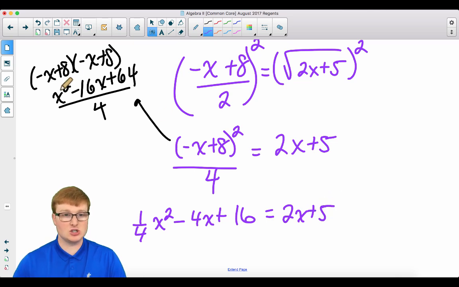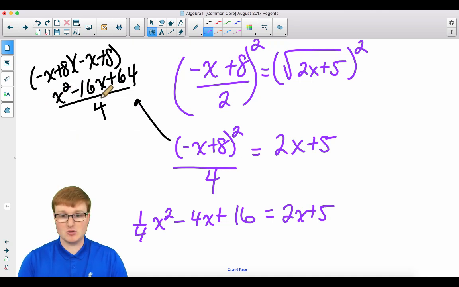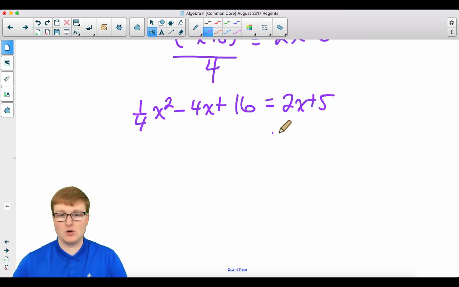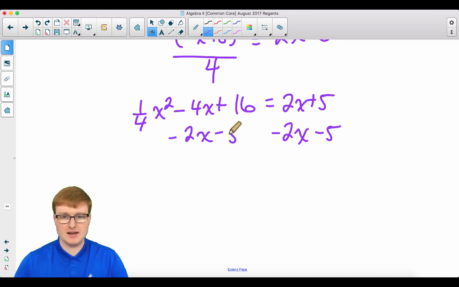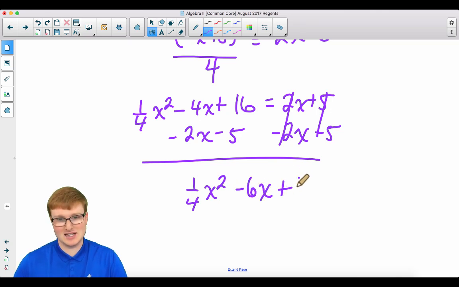So what I just did is take this and rewrite it in a more simplified form down there. From here, I'm going to move that 2x and the 5 over. Now it seems more appropriate, right? Minus 2x minus 5. We get 1/4 x squared minus 6x plus 11, set equal to the number 0.